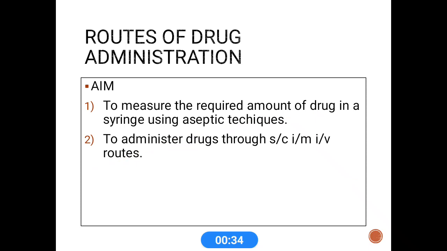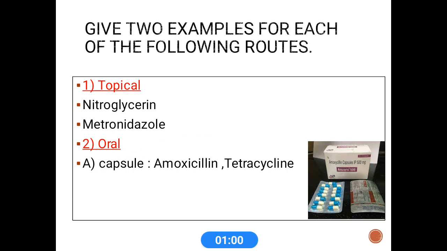In our theory class we discussed the different routes of drug administration, their advantages and disadvantages. Drugs are available in different forms and they can be administered as parenteral or enteral, depending on the condition and patient situation. In your record, some questions are given based on the routes of drug administration: give two examples for each of the following routes.